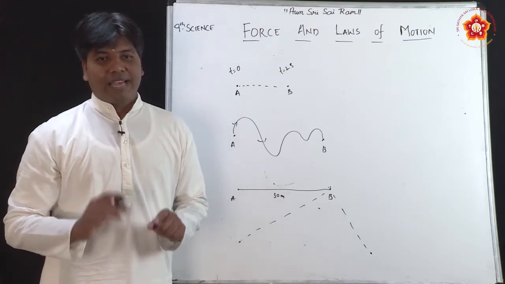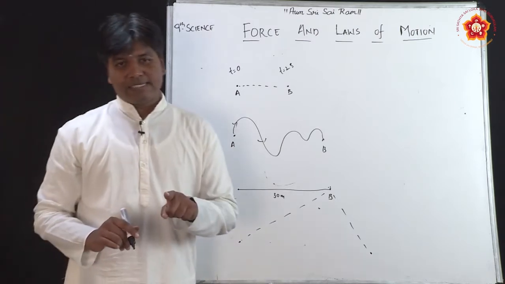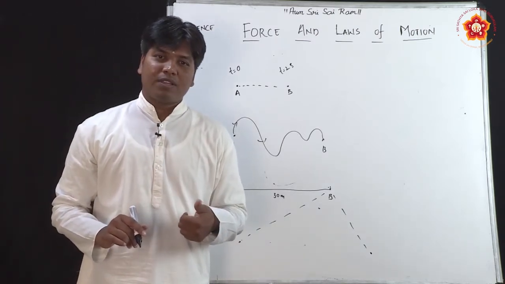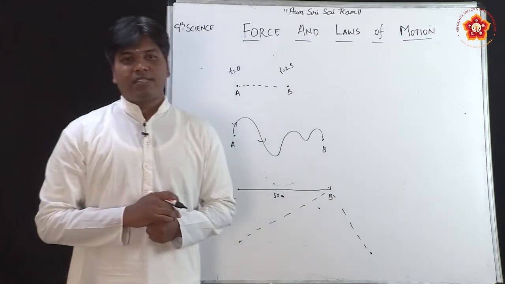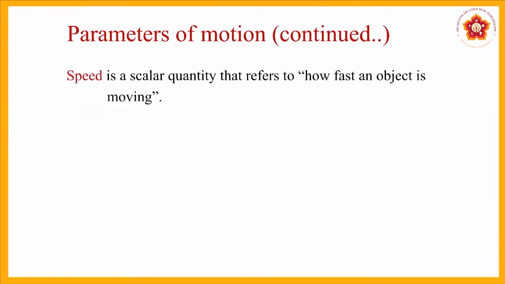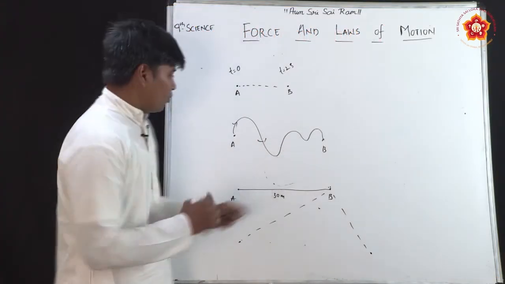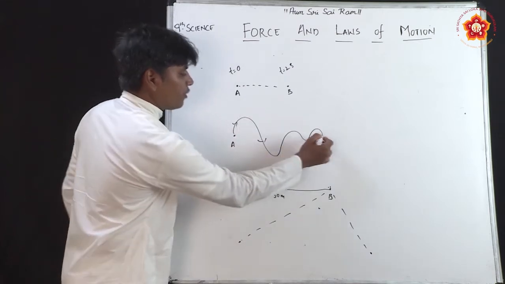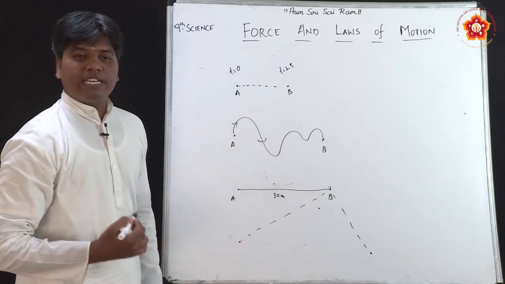Now, having known distance and displacement and also time, the next question is, how fast? How fast are you moving? This comes to the first quantity, speed. Speed is a scalar quantity that refers to how fast an object is moving. That means how fast you are moving on this ground. You are taking a curvature, how fast you are going from A to B. That gives you the speed.